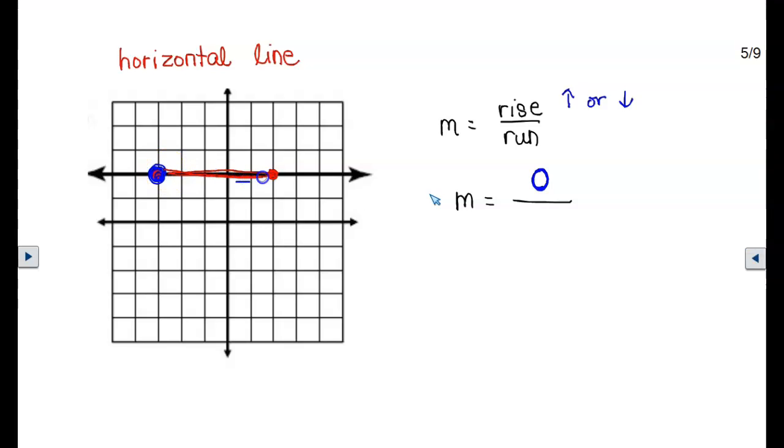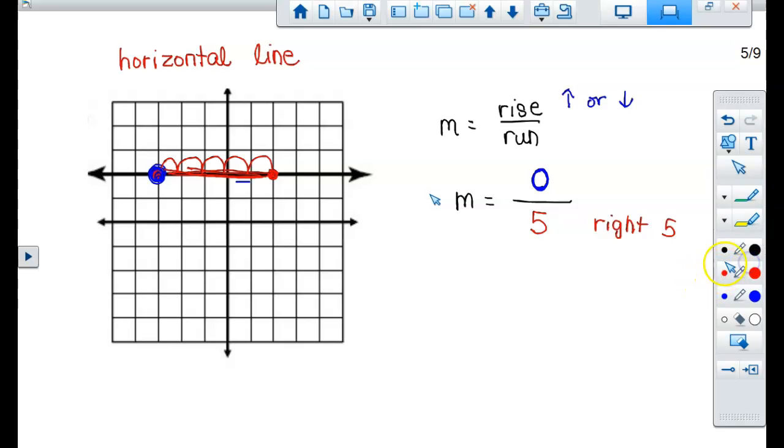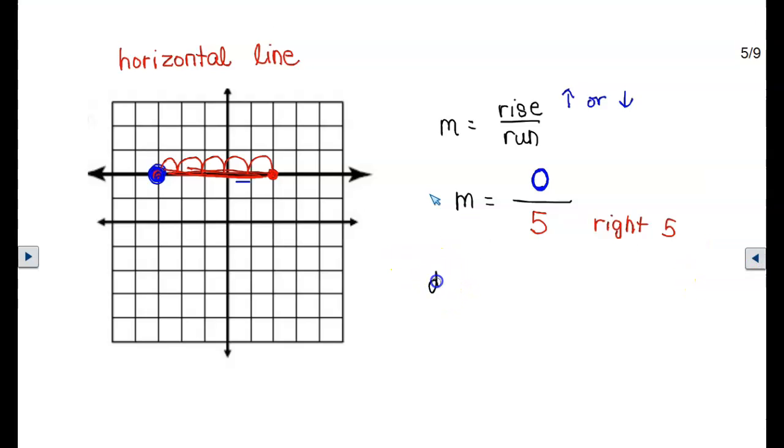So now I'll look at my run. I'm running to the right 1, 2, 3, 4, 5 spaces. So I went to the right 5 spaces, which means this would be a +5. Positive because I went to the right. So now that I've got my slope, 0 over 5, I'll go to Desmos. And I'll type in 0 divided by 5. And what I'll get is 0 for my answer. So the slope of this horizontal line is 0.